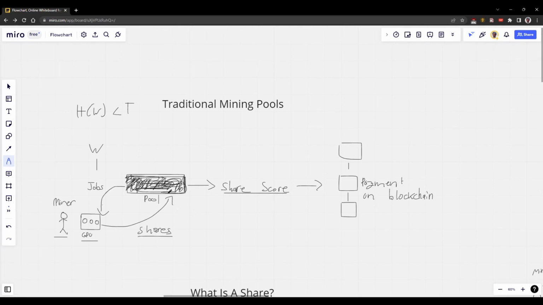Now, when a mining pool receives a ton of shares, they use the shares and go through some share processing algorithm to create a share score, which is just some number that is proportional to the miner's payment on the blockchain.